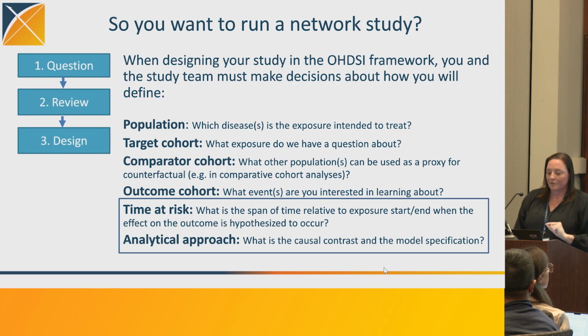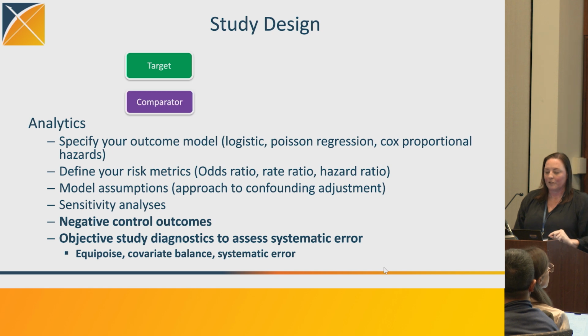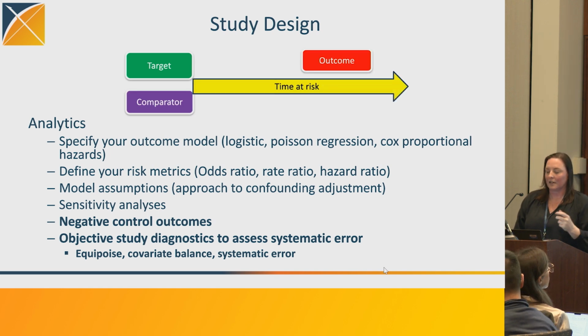Then there is time at risk and analytical approach. Again, I'm not going to go through this too much, but the idea is we get our target, we get our comparator, we get our time at risk, and we look at the outcomes within that time at risk. When designing your study, you need to think about your analytics. What's your outcome model? Are you going to care about just ever having an event, a logistic regression? Do you want to know how many events people have had, Poisson regression? Or do you want to look at time to first event and do a Cox proportional hazards model? So think about how you want to use the outcome information.